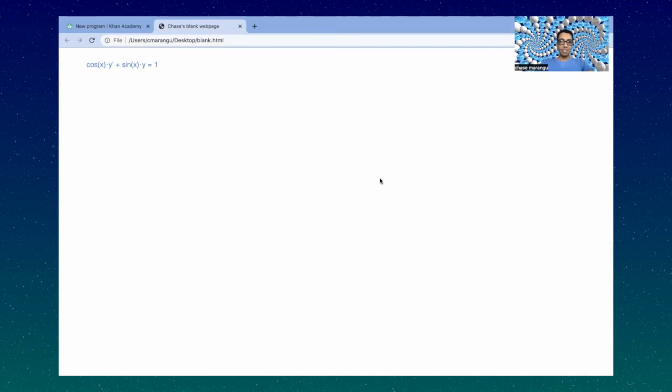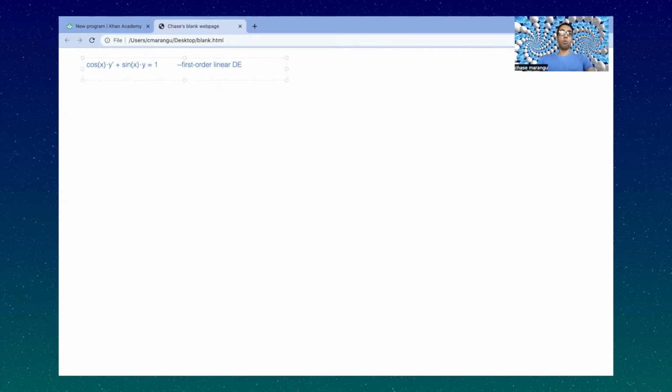Hi, I'm Chase, and today I'm going to show you how to solve this mysterious differential equation. Okay, so it turns out that this is a first order linear differential equation. And as far as differential equations go, there's a relatively simple trick to solve it.